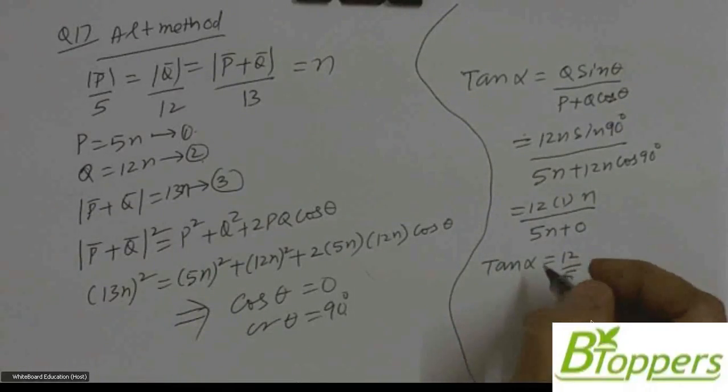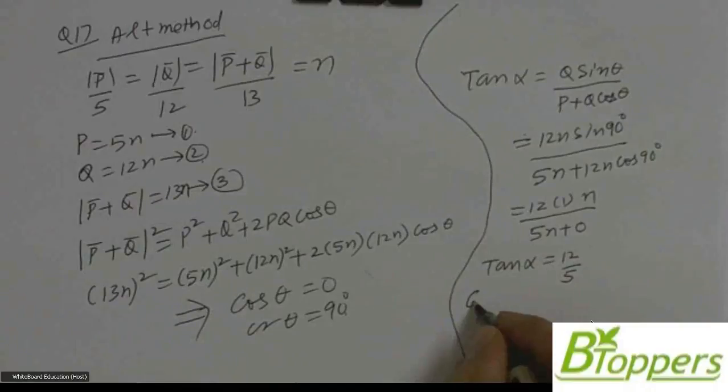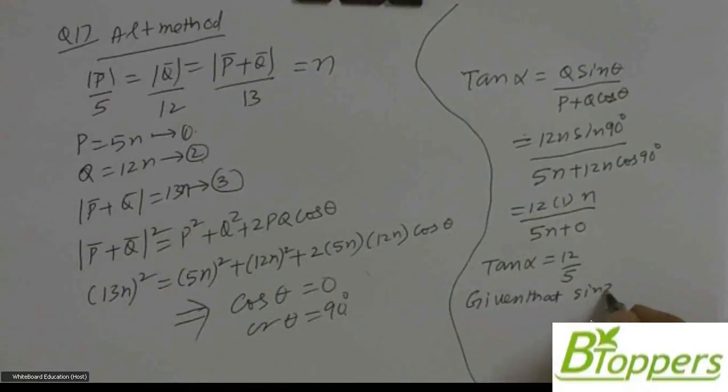So what is given in the problem? You are not given the value of tan inverse 12 by 5. What is given in the problem? You are given that sine 23 degrees equal to 5 by 13.